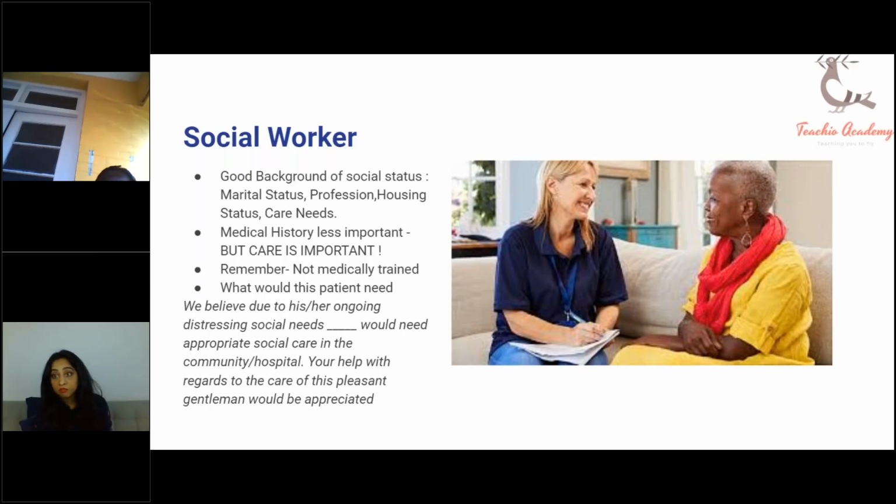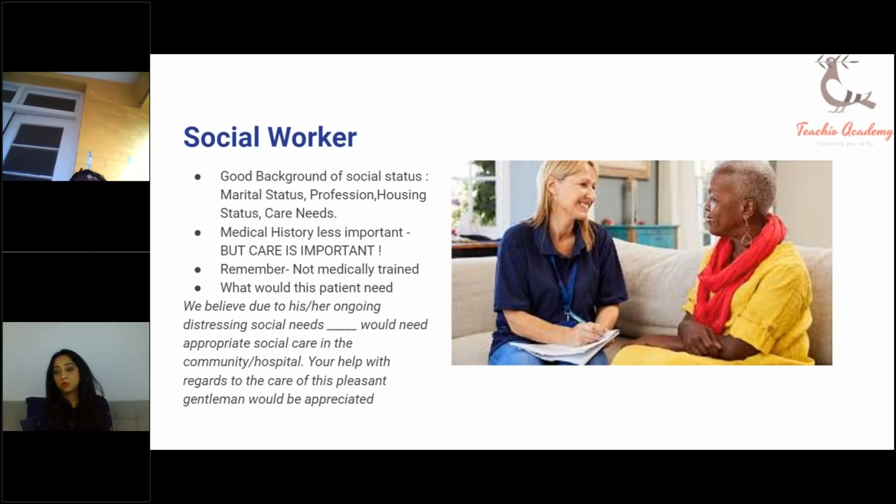So a good way of writing a letter to a social worker is that you can write that we believe due to his or her ongoing distressing social needs, Mr. John would need appropriate social care in the community or in the hospital. Your help with regards to the social care of this pleasant gentleman / lady would be appreciated.